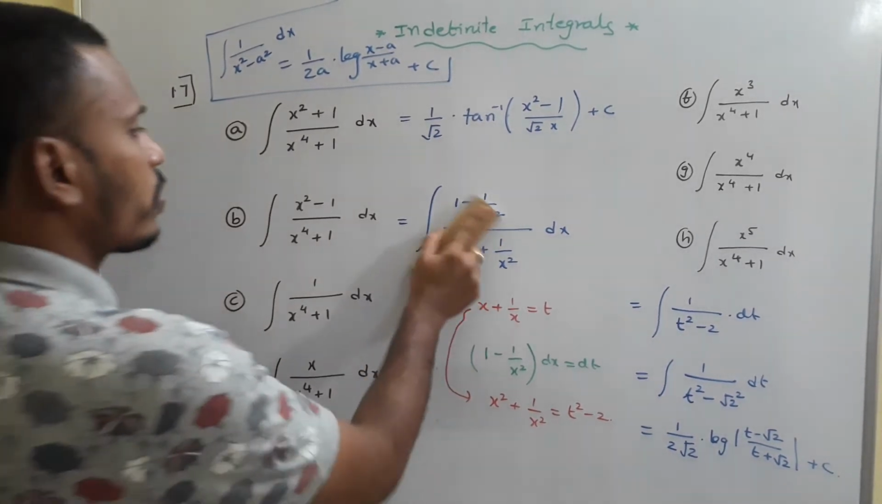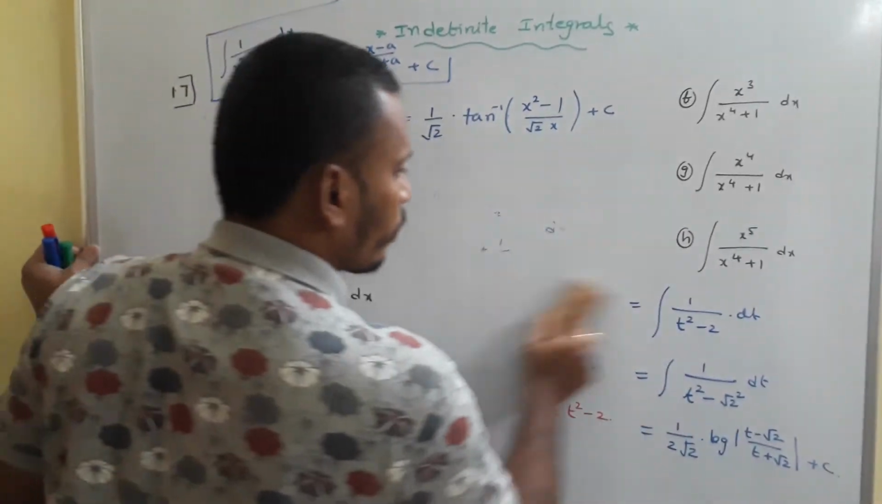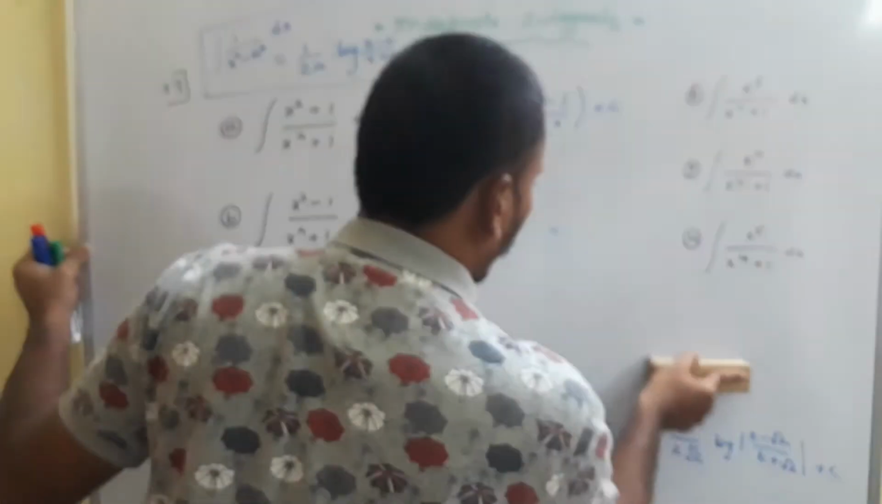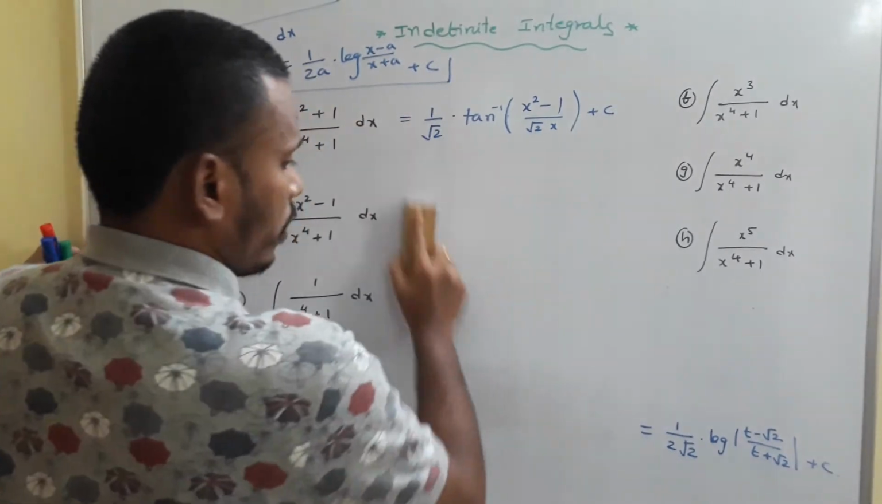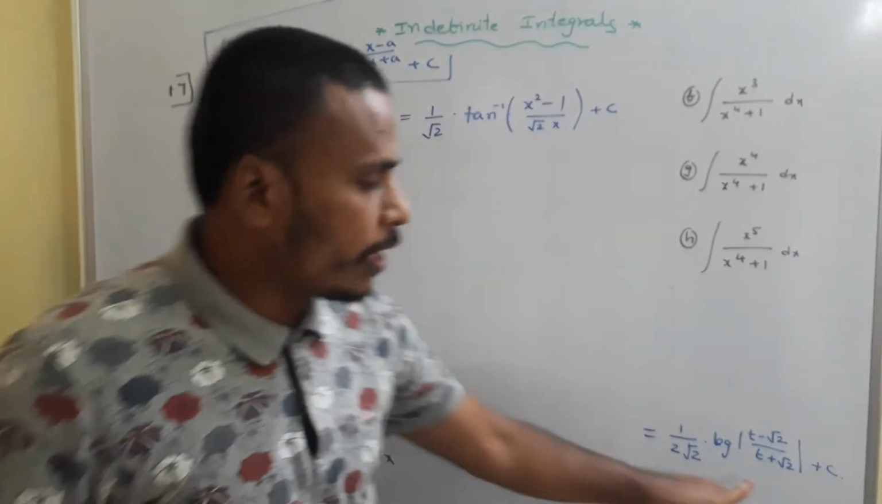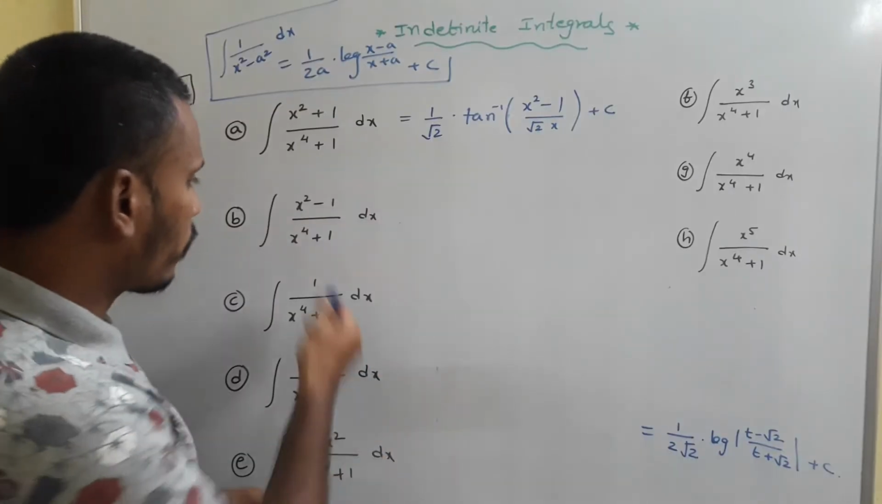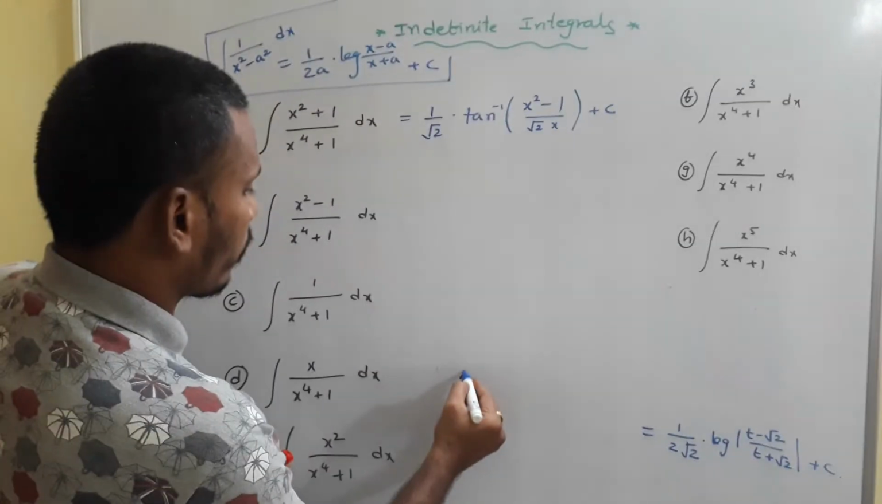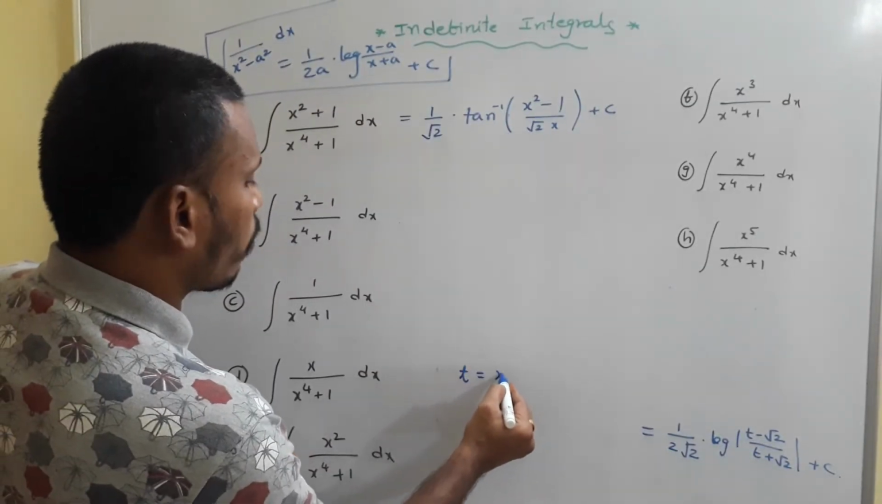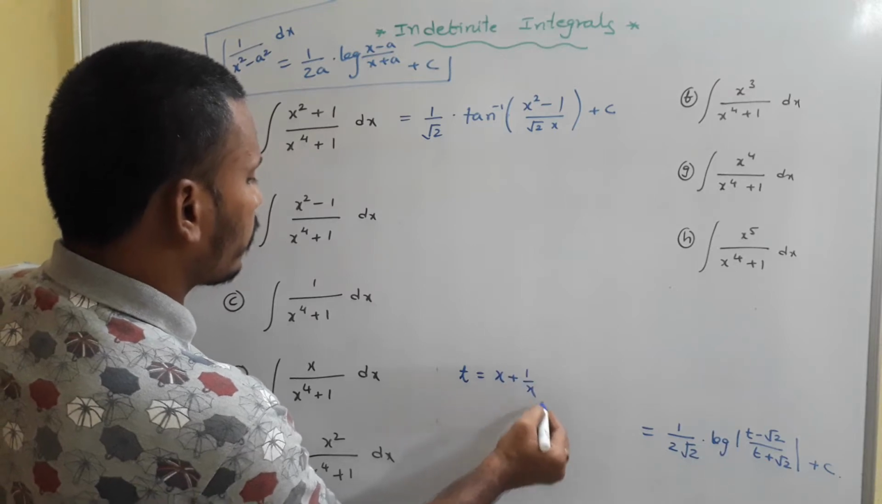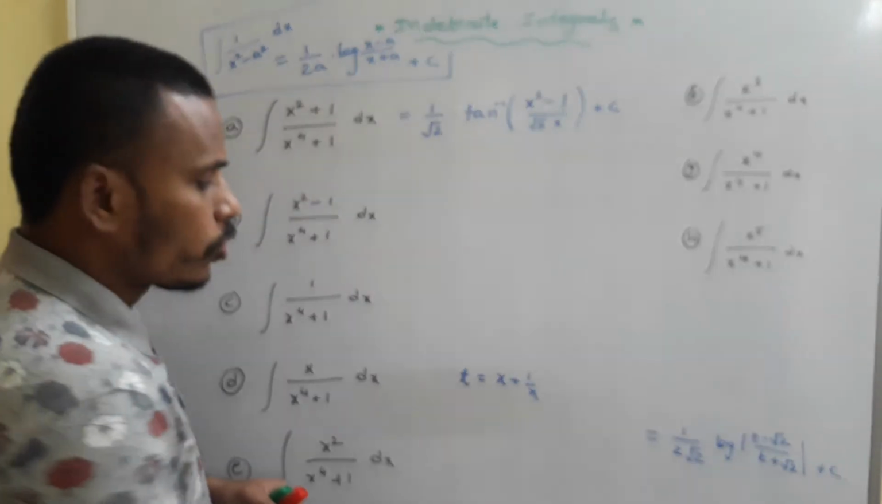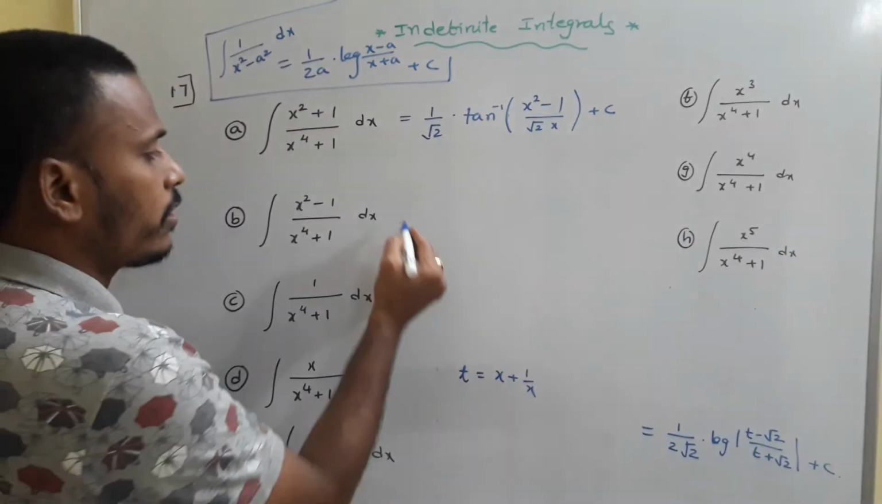So at the end, what is the answer for the second bit? In terms of t, we have this as 1 by 2 root 2 logarithm of t minus root 2 by t plus root 2. And what is t? What is our substitution for this problem? Our substitution is x plus 1 by x, right? So now replace t with x plus 1 by x.